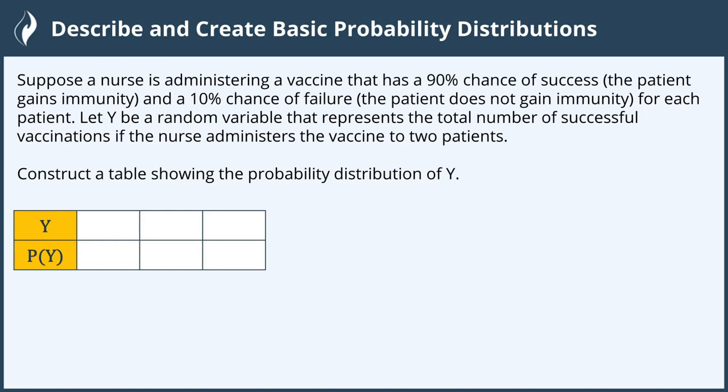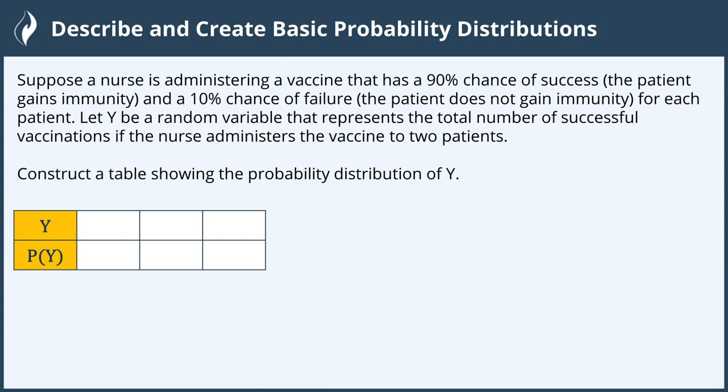Hi everyone! In this video, we will describe and create basic probability distributions. Suppose a nurse is administering a vaccine that has a 90% chance of success, meaning the patient gains immunity, and a 10% chance of failure, meaning the patient does not gain immunity.